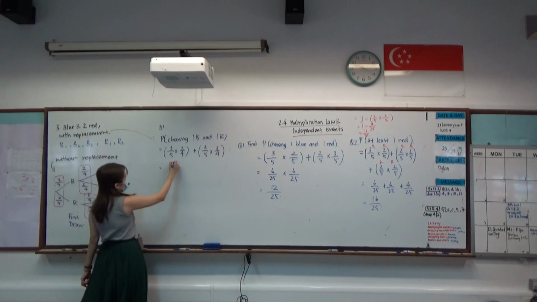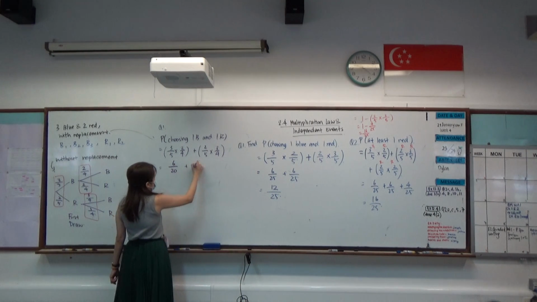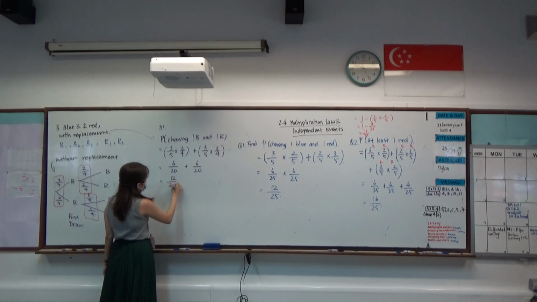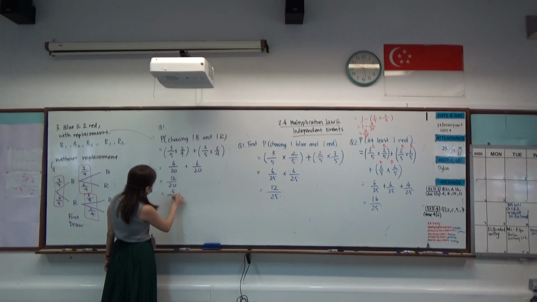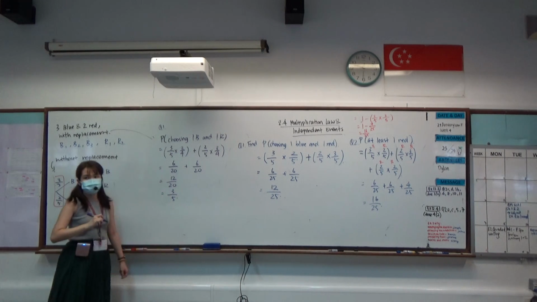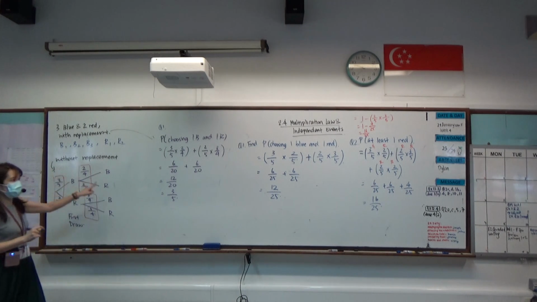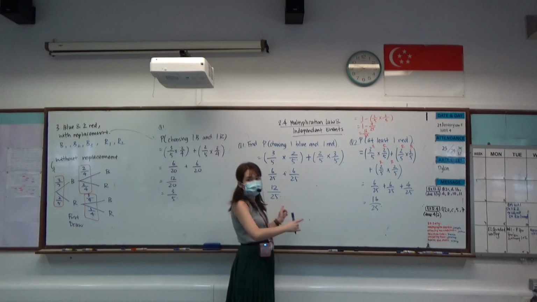Okay, and we see that this will give us 6 over 20 plus 6 over 20. I will get 12 over 20, that is 3 over 5. So notice that the probability changes when there is without replacement. It is different.